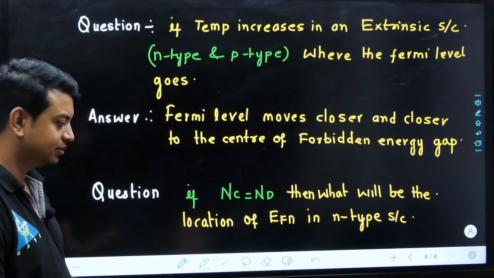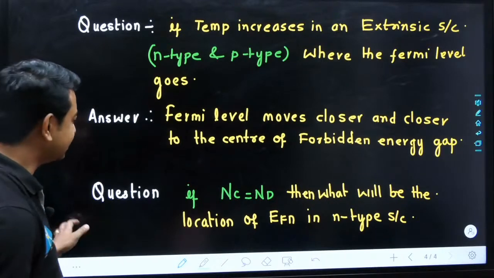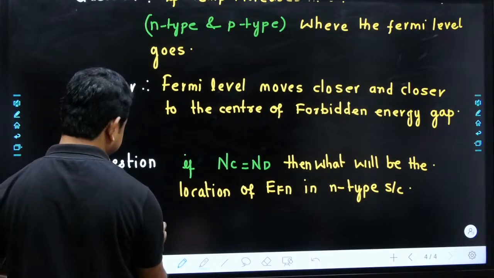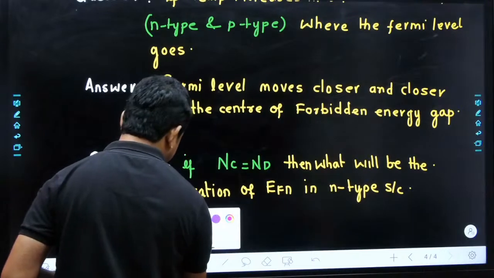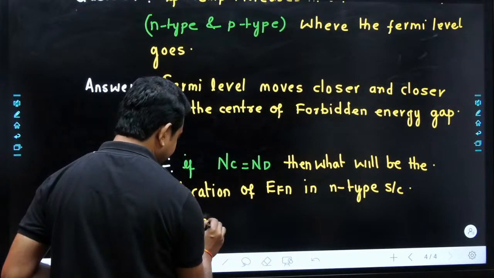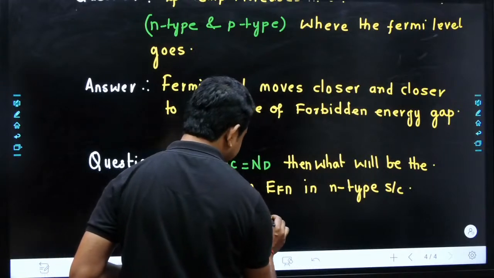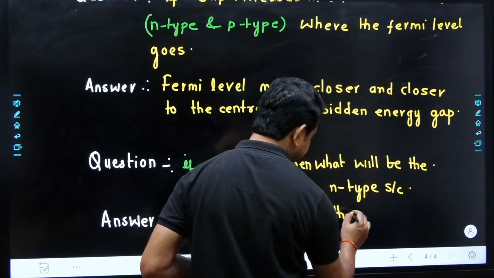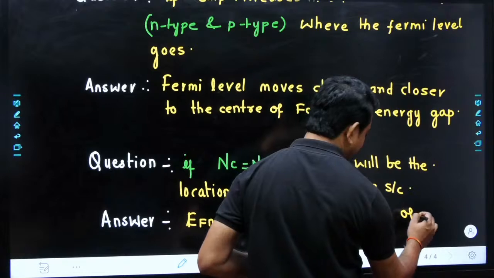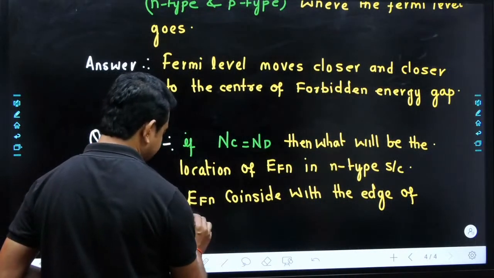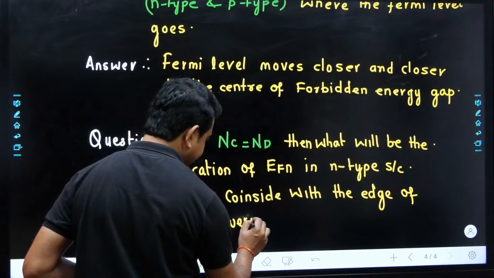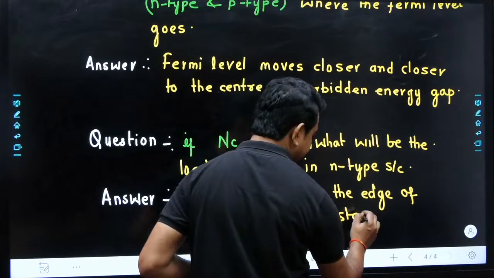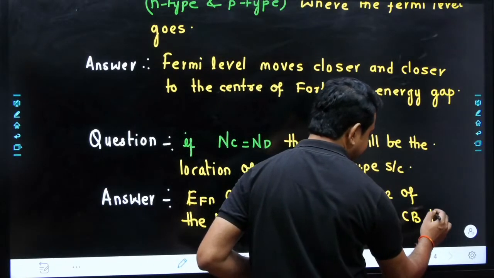So is there any answer? EC, at EC. Okay, I will give the answer, and the answer is: EFN coincides with the edge of the lowermost energy state of the conduction band, EC.